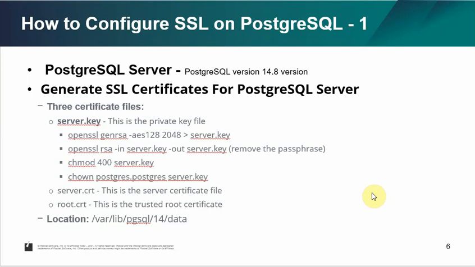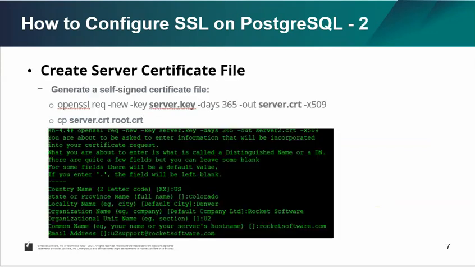Most important today, we're talking about how to set up SSL with PostgreSQL. First step, make sure you have three certificate files in your PostgreSQL configuration folder. By default it is installed in the /var/lib/pgsql/14/data folder. You need to create three files: server.key, which is the private key, and also a server certificate file and a trusted root certificate on your system.